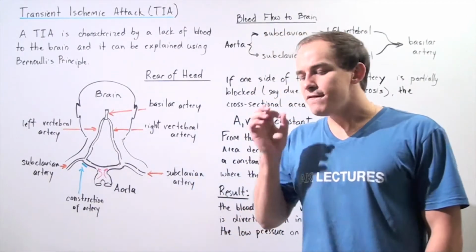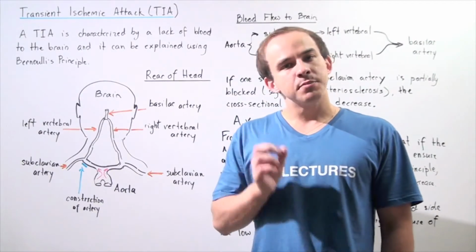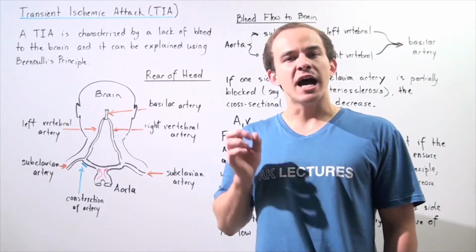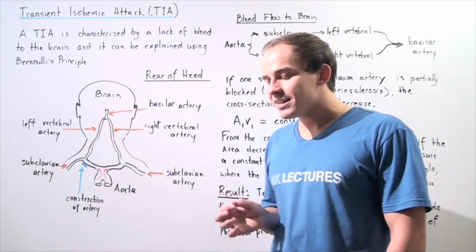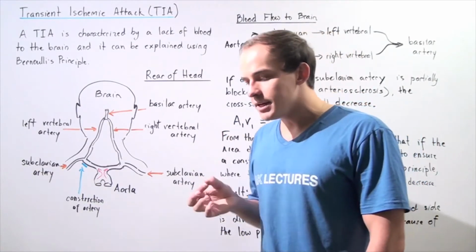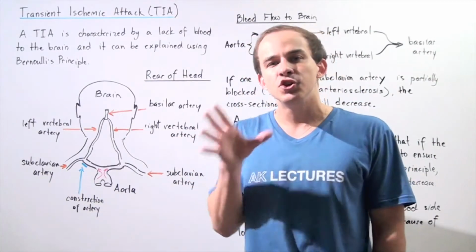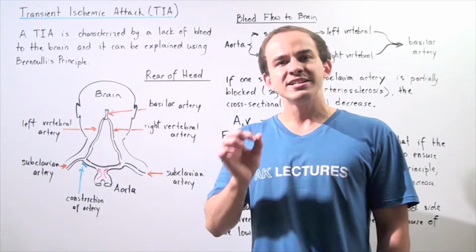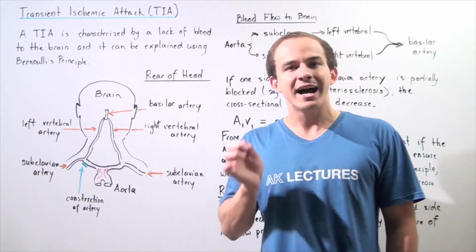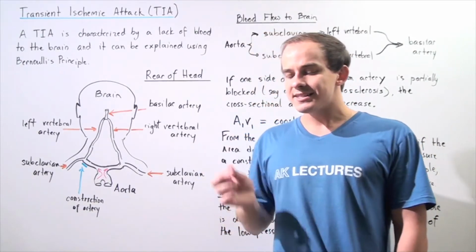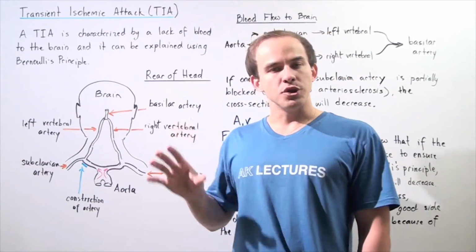Bernoulli's equation is a very powerful principle because it allows us to explain many important natural phenomena that take place in the real world. One particular example of a phenomenon that takes place inside our body that we can explain using Bernoulli's principle is called the Transient Ischemic Attack, or simply TIA. A transient ischemic attack is characterized by a lack of blood to the brain.